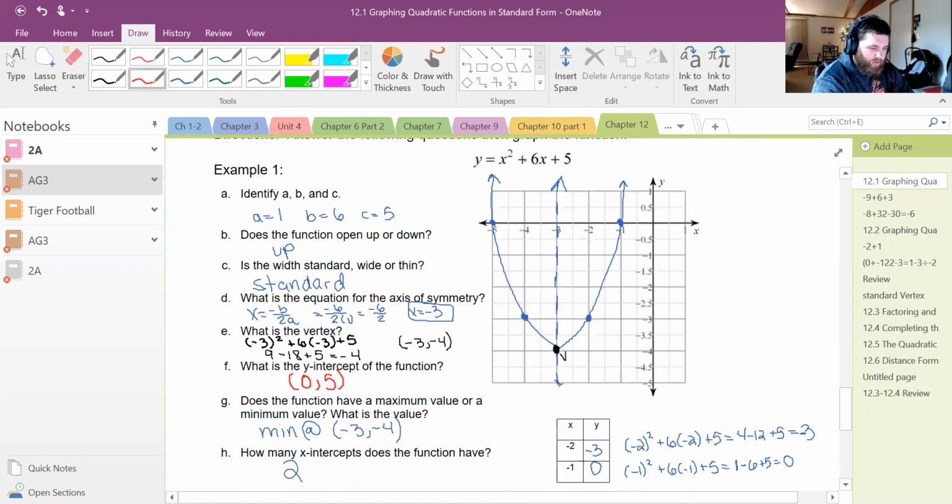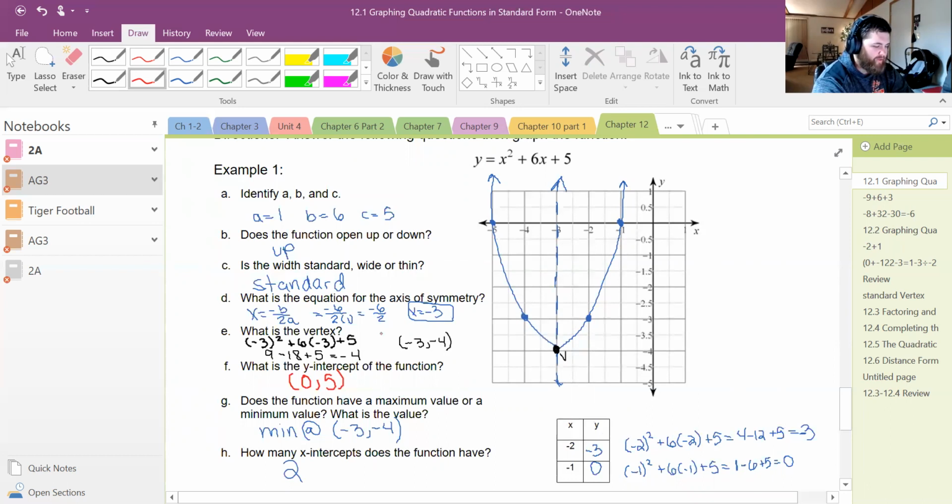So we have x squared plus 6x plus 15. So first thing I ask you, variables. I think you should do that in any problem, whether they ask you that or not. A is going to be 1 because we don't have a number in front. B is going to be 6. C is going to be 5. Since that A is positive, it opens up. Is it standard? It is standard because this is just 1. The A is 1.